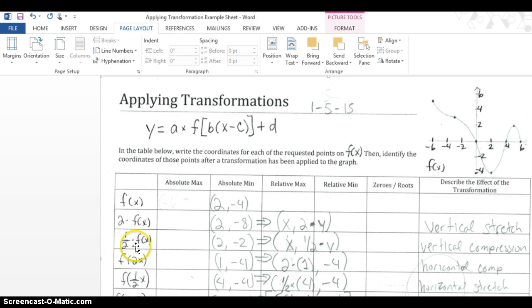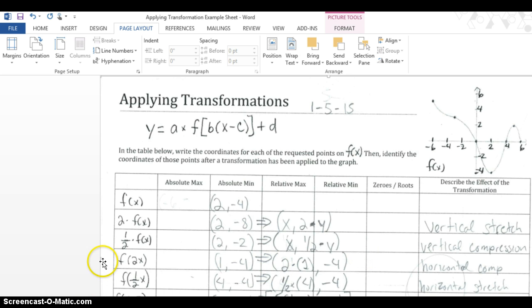So I've got an absolute min at 2, -4. Well, now it's going to go right 3. It's going to occur at 5, -4. This is going to shift over. The whole graph shifts. It's not a stretch or compression. This whole graph shifts to the right, and this point will be at 5, -4. Because we all know that 2 creates -4. Well, 5 minus 3 is 2 and gives me the -4. So this whole graph is a horizontal shift.